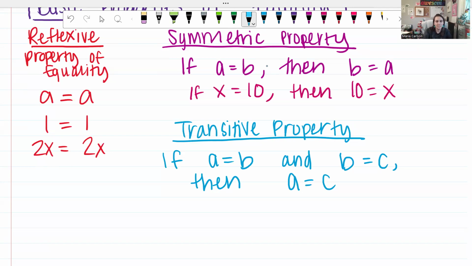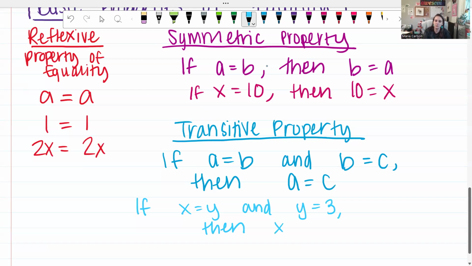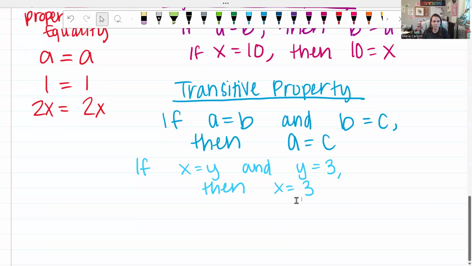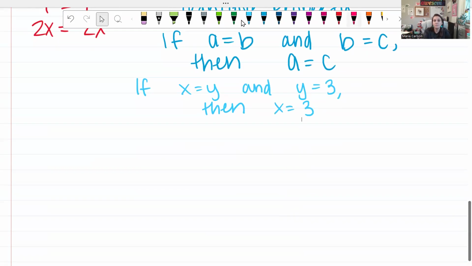So an example of this, if X is equal to Y and Y is equal to 3, then we know since X is equal to Y and Y is 3, X also is equal to 3. That's using the transitive property of equality. So those are our very, very basic properties of equality.